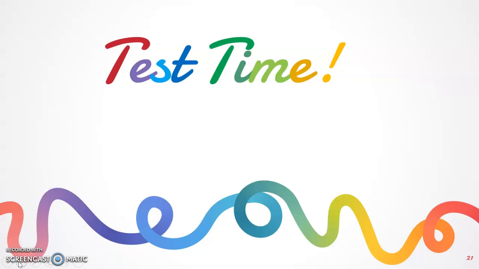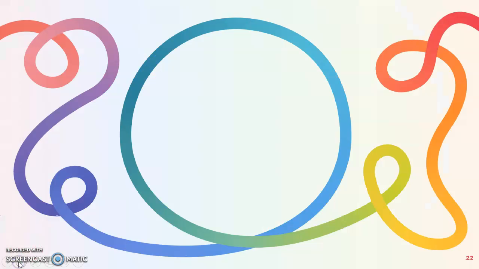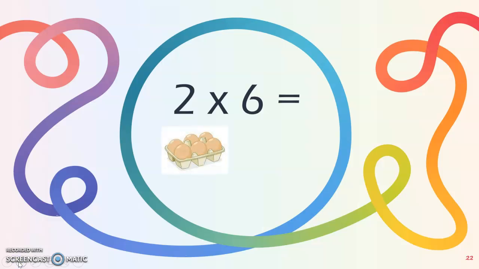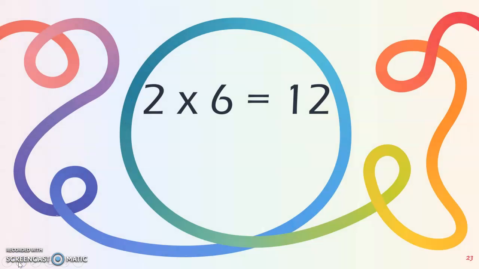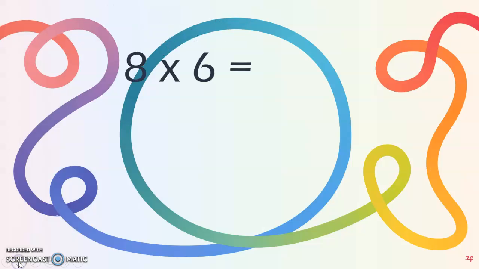Now it's test time. Grab a piece of paper and a pencil. Let's see what you can do. What is 2 times 6? There's our 2 boxes of eggs. 2 times 6. It is 12. Well done. 6, 12.